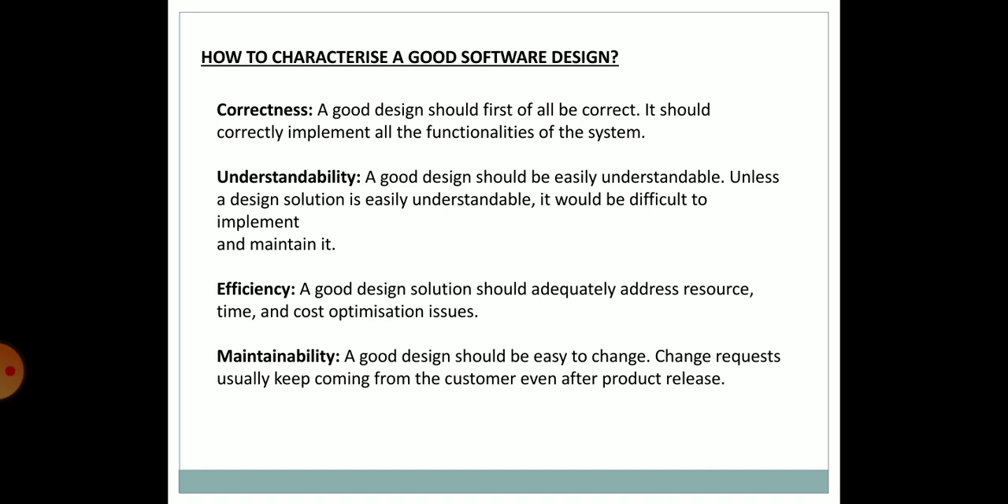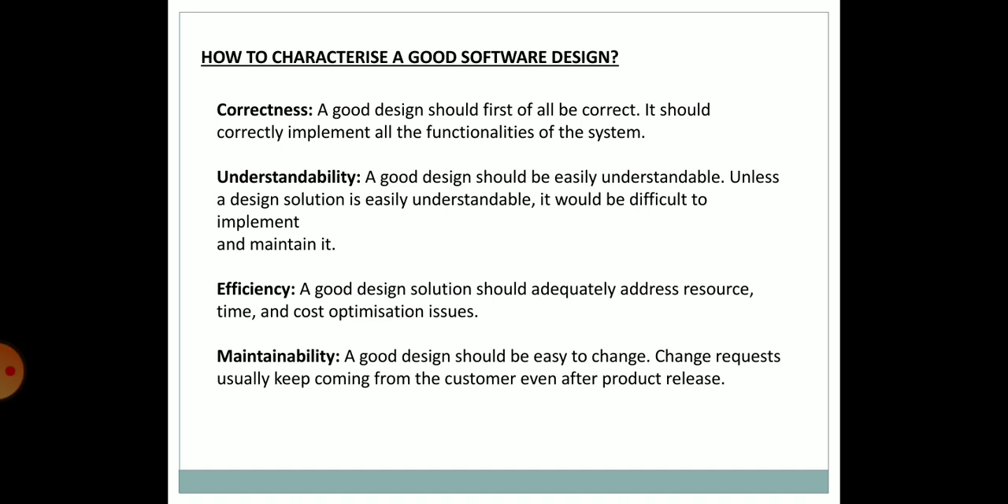The third one is efficiency. A good design solution should address the resource, time, and cost optimization issues. The efficiency of a software development process depends upon these three criteria: resource, time, and cost. It is important that we identify and estimate all these three factors at the beginning stage of the software development process. So the development activities are said to be efficient only if they address these three considerations. It should be resource effective, time effective, and cost effective.